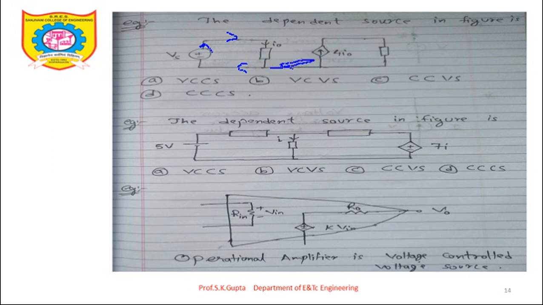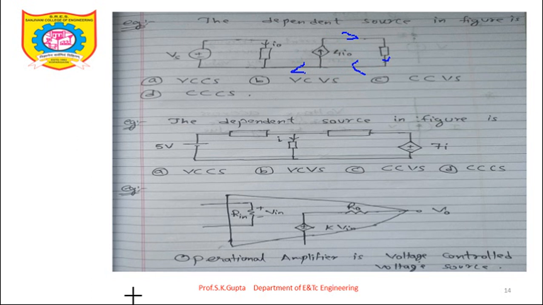Or you can say that here 4 times I0 current is flowing, and here also 4 I0 current is flowing. So the incoming current is 4 I0 and the outgoing current is 4 I0. So the current here will be 0 because of KCL at this node.